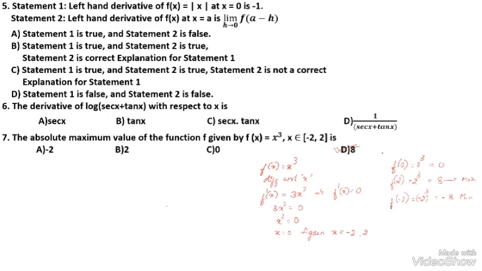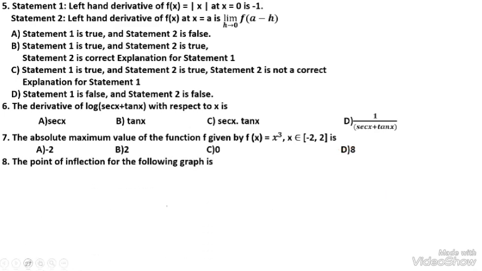Therefore, the absolute maximum value of the function f given by f of x equals x cube is 8. So, we have to find the first differentiation, then set it equal to 0 and find the value of x, and again take the endpoints also. Substitute all the points in the function, and we get the maximum and minimum. Those values are the absolute maximum and absolute minimum values. Then question number 8.